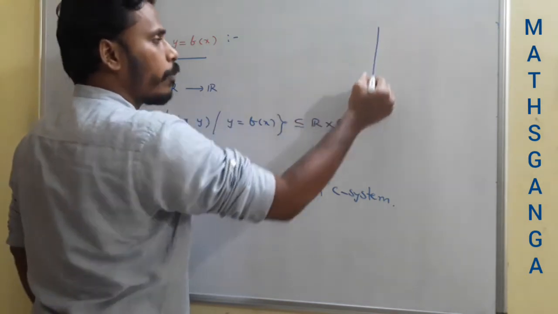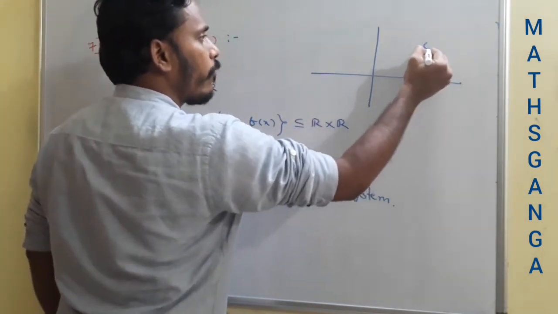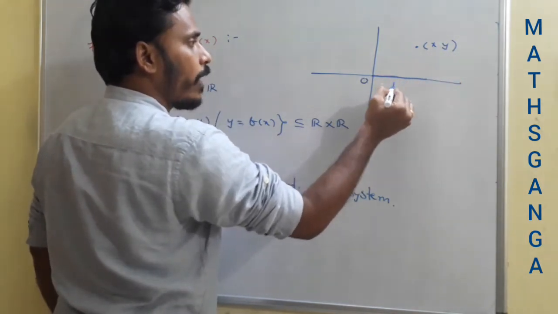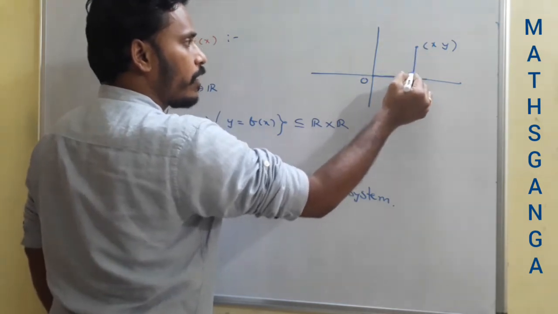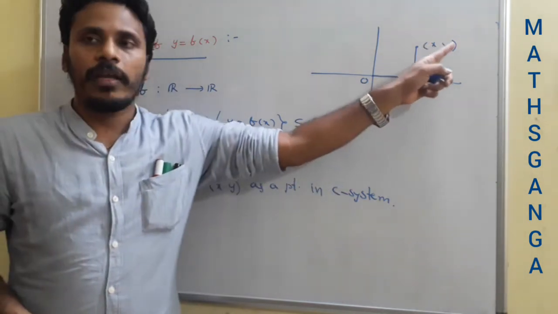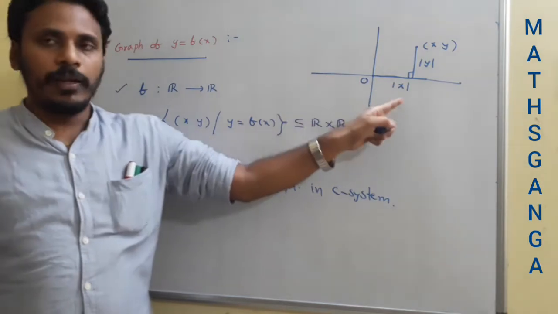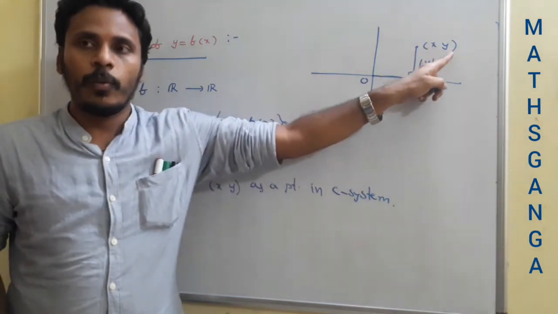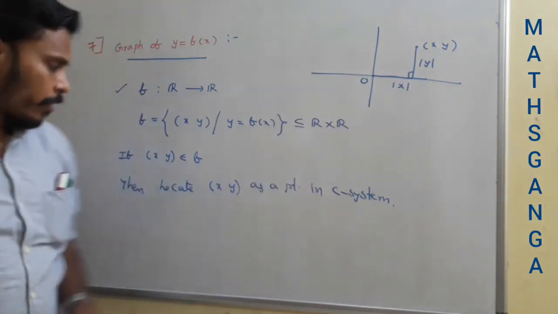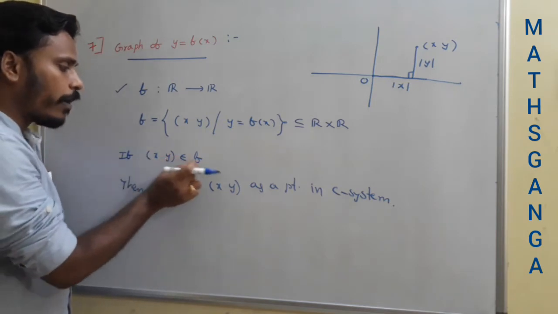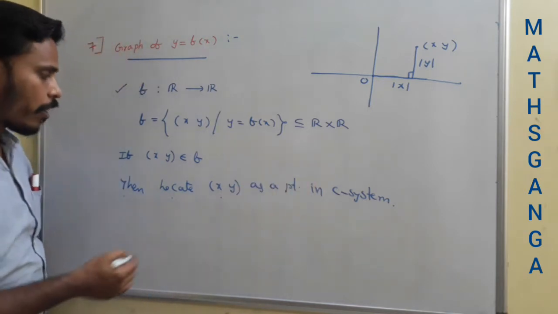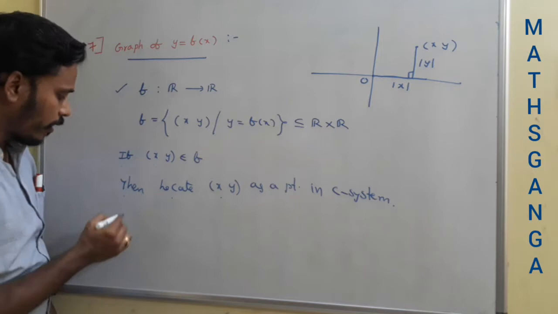So in the coordinate plane, for example, if we have a point x comma y here, and if this is the origin, then the distance of the point along the x-axis is modulus of x, and the distance of the point along the y-axis is modulus of y. So we just locate the point x comma y. Depending on its position, we will get the x coordinate and y coordinate as positive or negative. It depends on the position of that point. So if x comma y is an ordered pair of the function, then you just locate x comma y as a point in the coordinate system. So for all x comma y we need to locate like that.